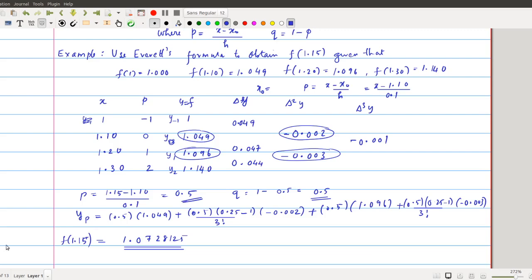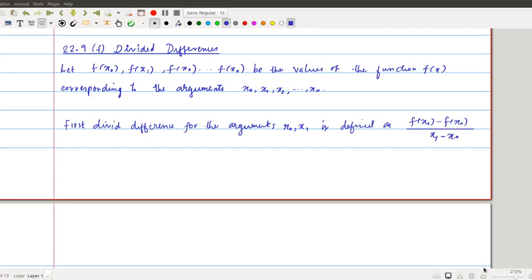Okay, next we will discuss one more formula, that is what we call Newton's divided difference formula. So this is the last formula explained in this session 22.9. Now we have a formula, divided difference formula.